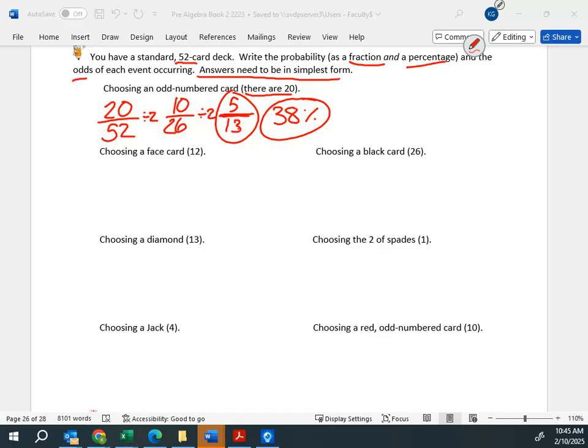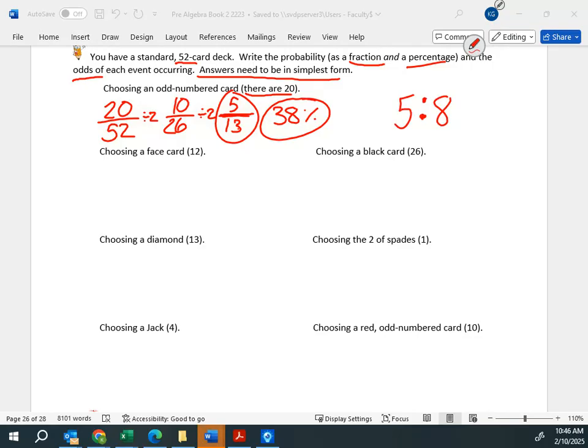Now, we need to write the odds of the event occurring. And that's going to look like a ratio. What is my ratio going to look like for the odds? Eleanor? 5 over 8. No, tell me how you got that. I meant 5, the points, and then.